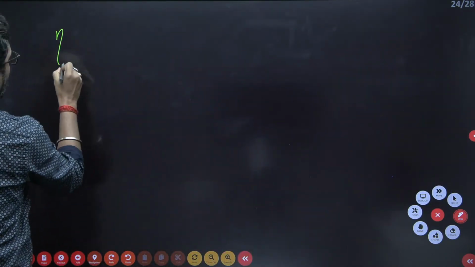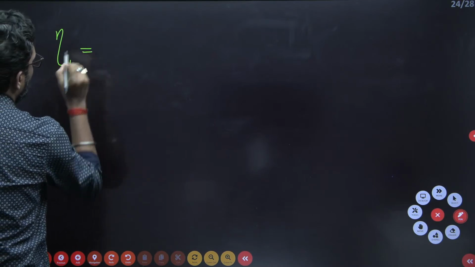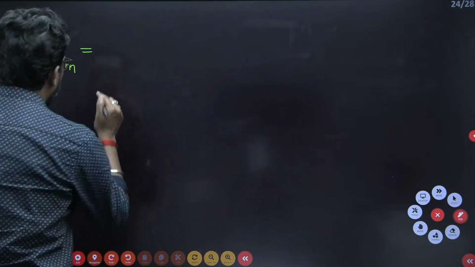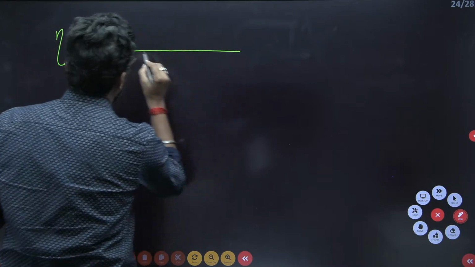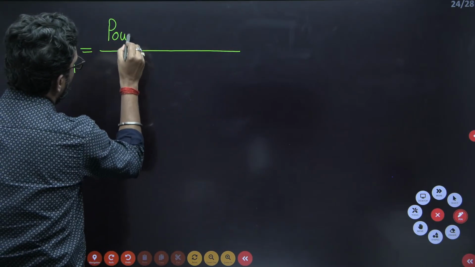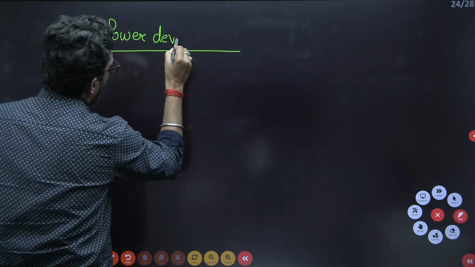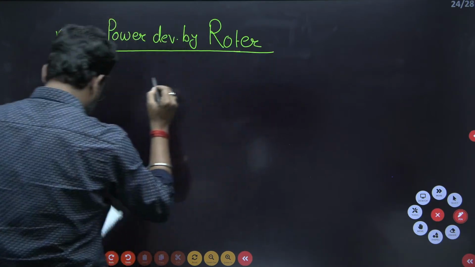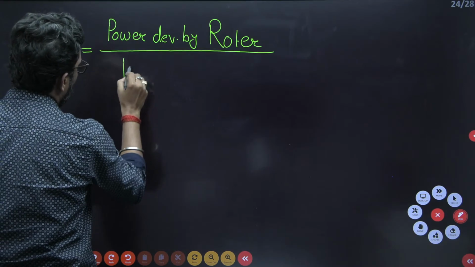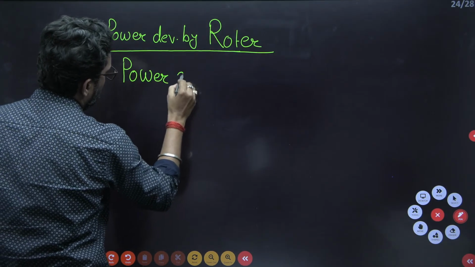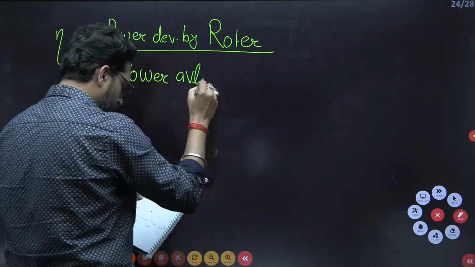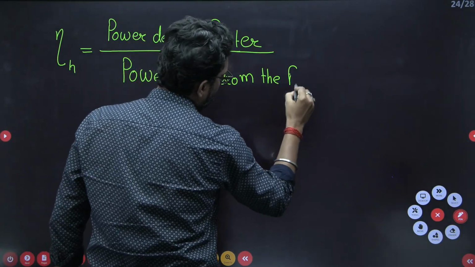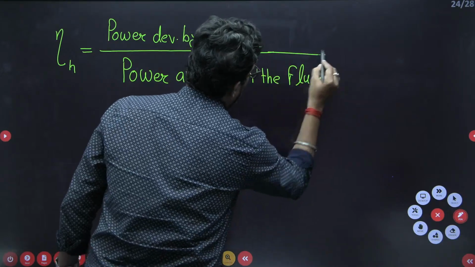the hydraulic efficiency, eta H. What is eta H? Hydraulic efficiency, sometimes also called the manometric efficiency, is the power developed by the rotor, also called shaft power developed by the rotor, divided by the power available from the fluid. This is also called hydraulic power.